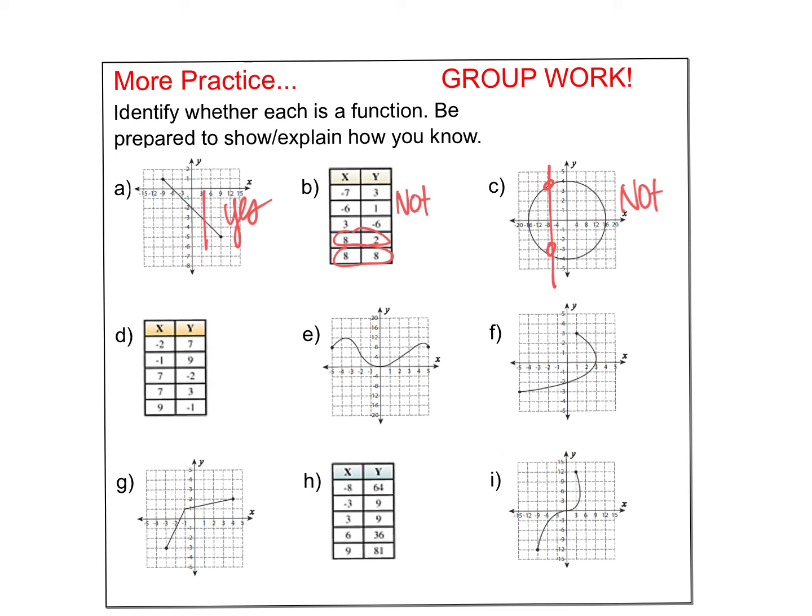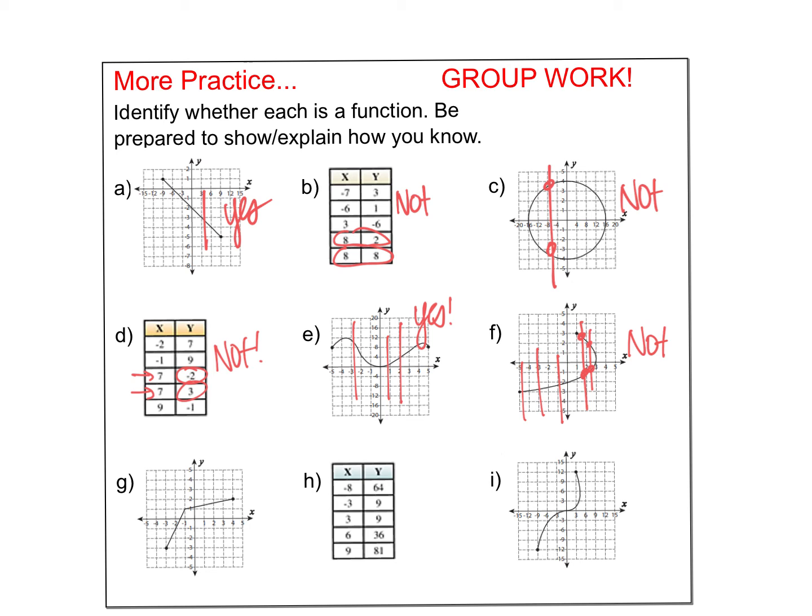If you look at letter D, they put a 7 in and got a -2. The next time they put a 7 in, they got a 3, so that one is not a function. Letter E, if you draw a bunch of vertical lines, it looks like it crosses once each time, so that one is yes, a function. Letter F, you might start drawing vertical lines and say, hey, it crosses once, but over here, it crosses twice. I could do that a bunch of times, so that one is not a function.